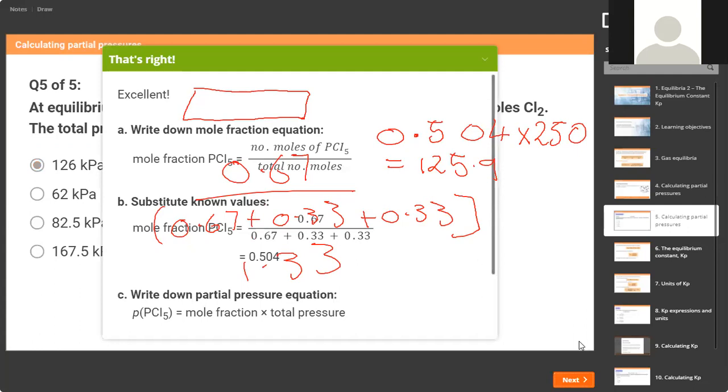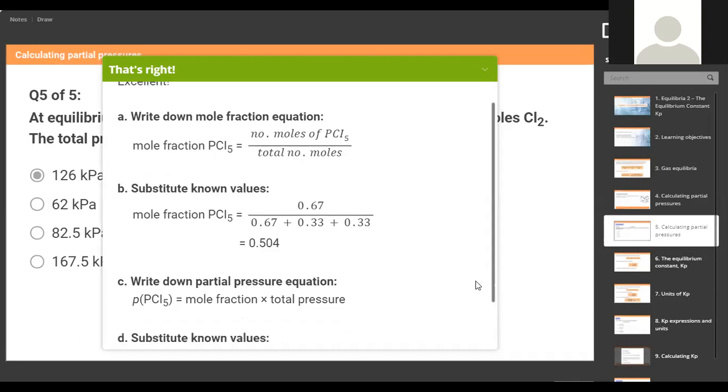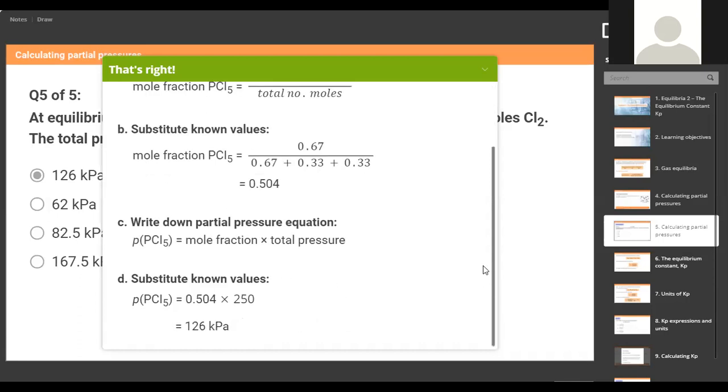I'll just clear that so you can see that if you want to read this again. So again, we just need to work out a mole fraction of PCl5. We don't need to work out mole fractions for all of them. So we substitute our known values in, write down the partial pressure equation, substitute our known values into the partial pressure equation, and we get 126 kilopascals.